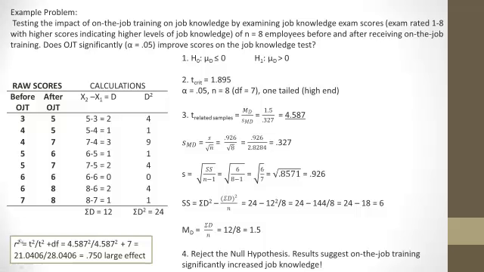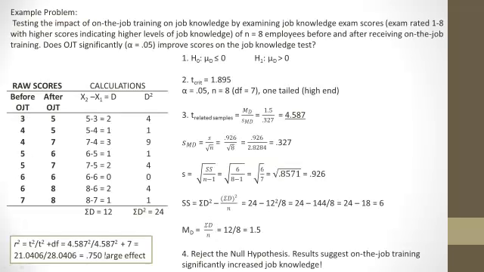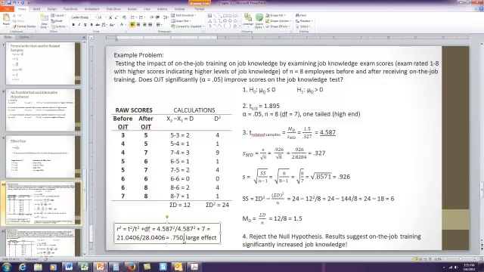So you calculate R squared using t squared divided by t squared plus degrees of freedom. T squared, 4.587 squared, divided by 4.587 squared plus 7 equals 21.0406 divided by 21.0406 plus 7, which is 28.0406, and you end up with 0.750, which is a large effect. Very large effect, really. Let's go ahead and just change this right now and say very large.